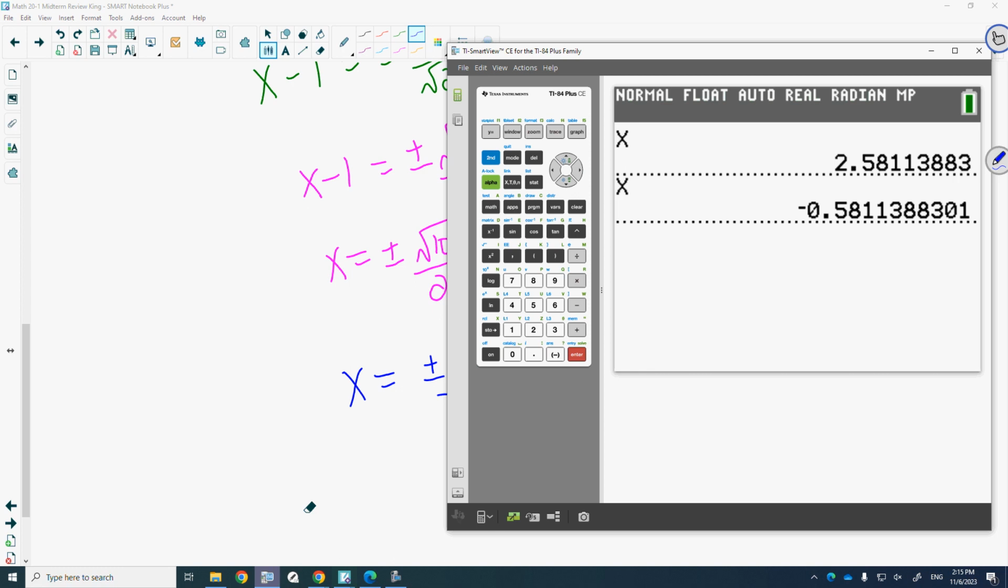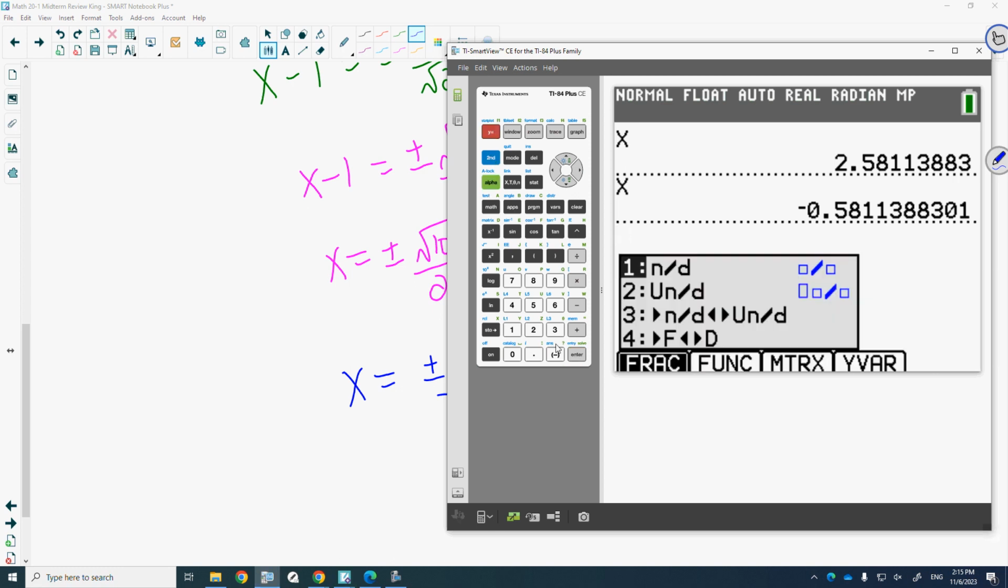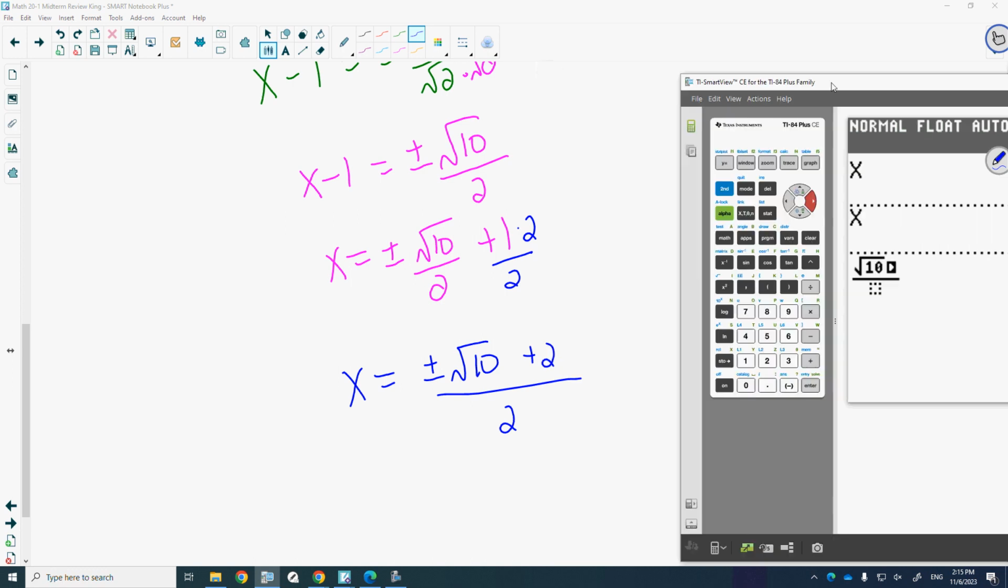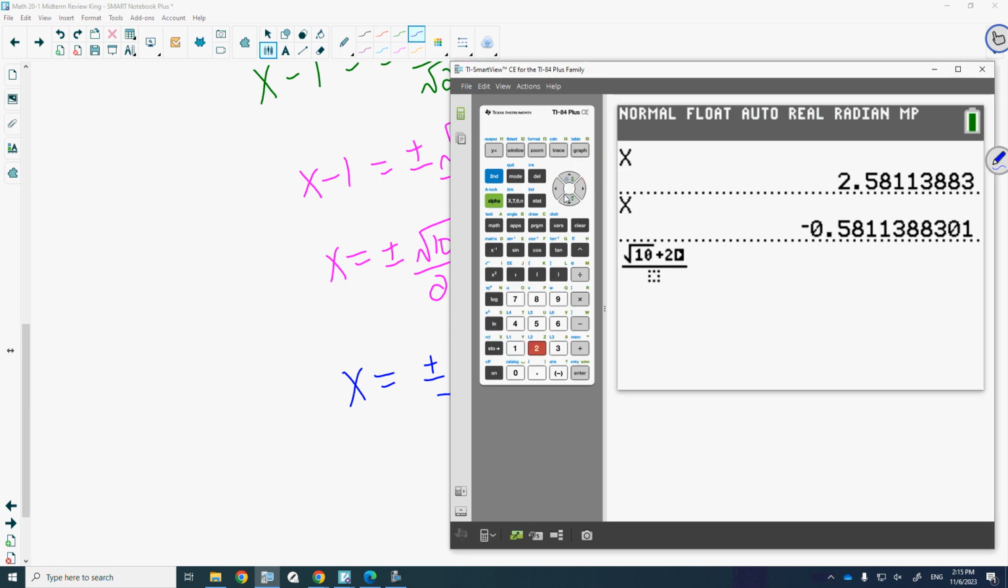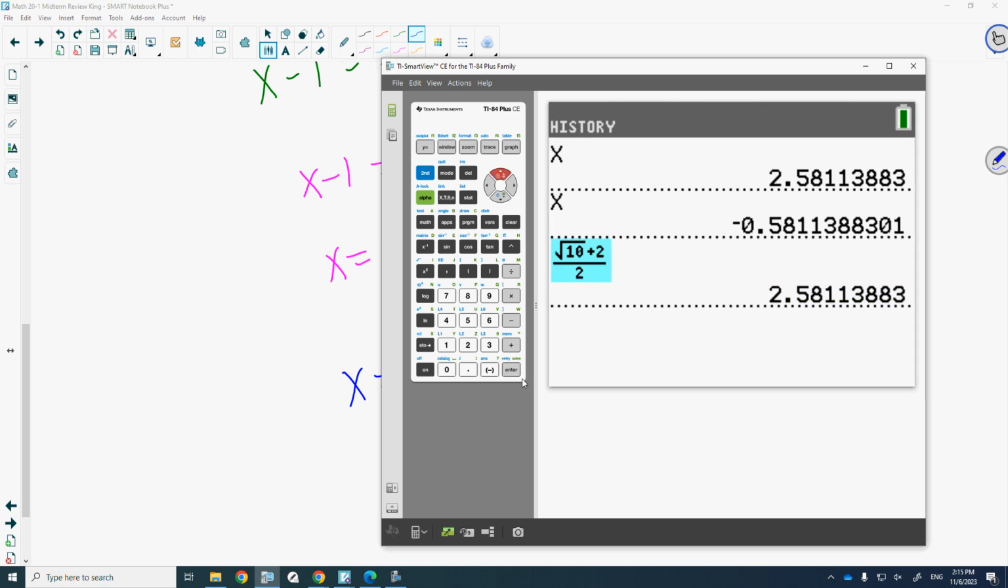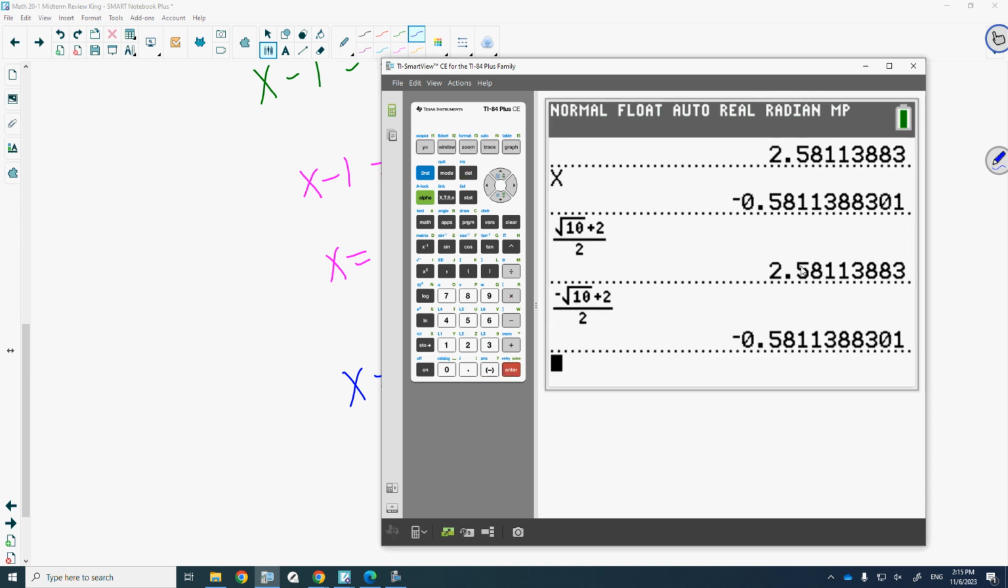So to confirm with you, I'll get my fraction. So alpha y, number 1. So I'm going to type in root 10 plus 2 divided by 2. Okay, so that was this x-intercept. And then the other x-intercept would be the negative. And that would be that guy.